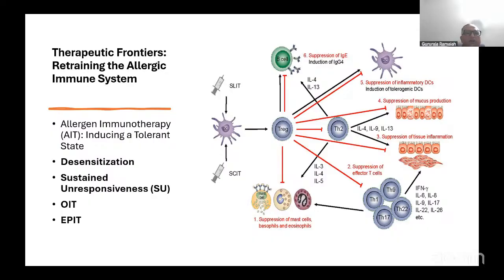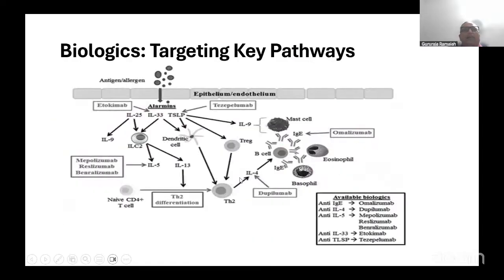I will not go into OIT and epicutaneous immunotherapy. What this does is induce Tregs, which lead to IL-10 and TGF-beta, and suppress inflammatory dendritic cells, suppression of mucus production, suppression of tissue inflammation, suppression of effector T cells, suppression of mast cells, suppression of IgE and induction of IgG4. That's the principle. And biologicals.